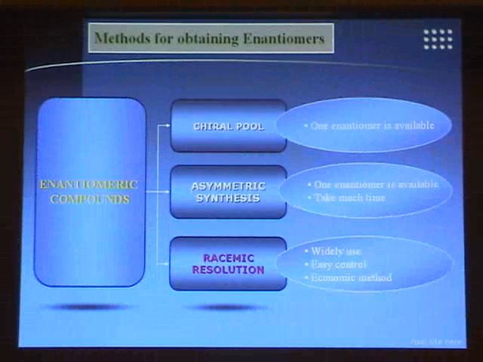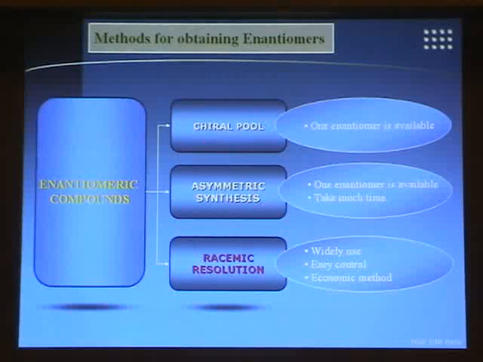To obtain enantiomers, there are three chiral approaches: chiral pool, asymmetric synthesis, or racemic resolution. However, racemic resolution is the most widely used, since almost all synthesized substances are racemic. And it is very easy to control the experimental conditions, and it is economically effective.